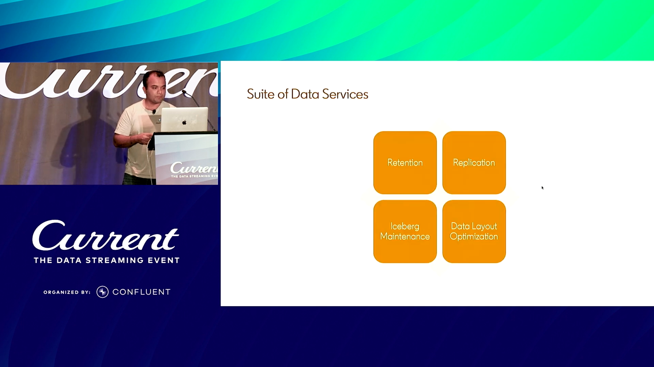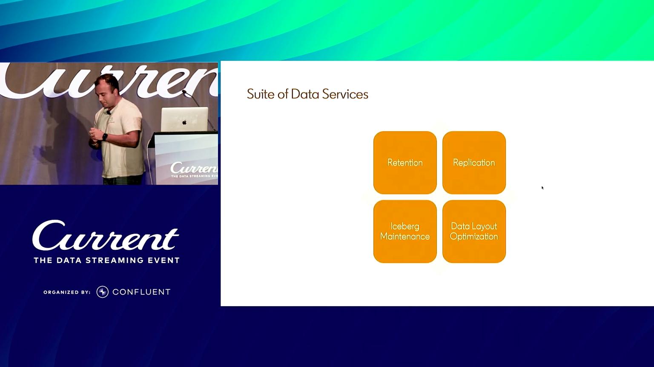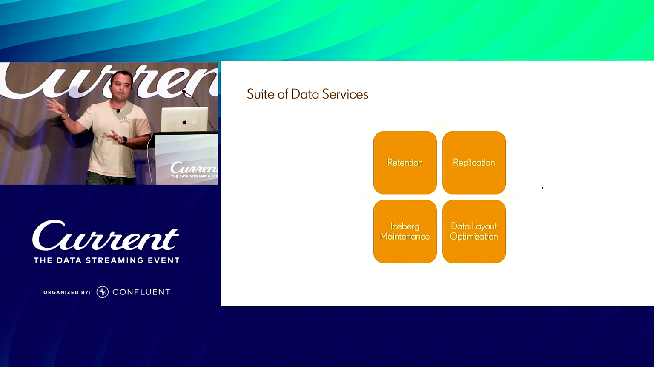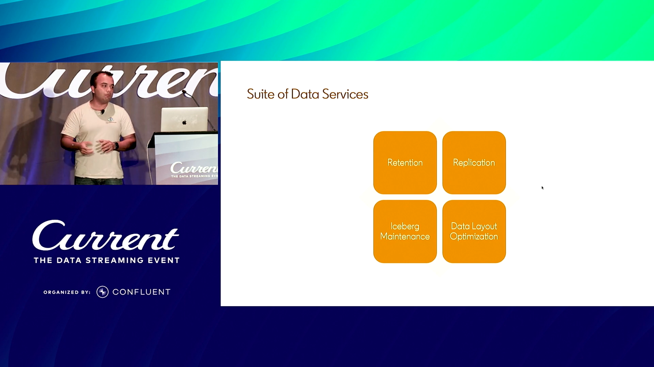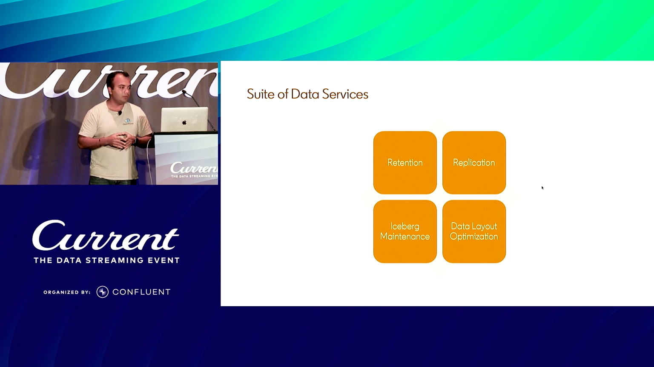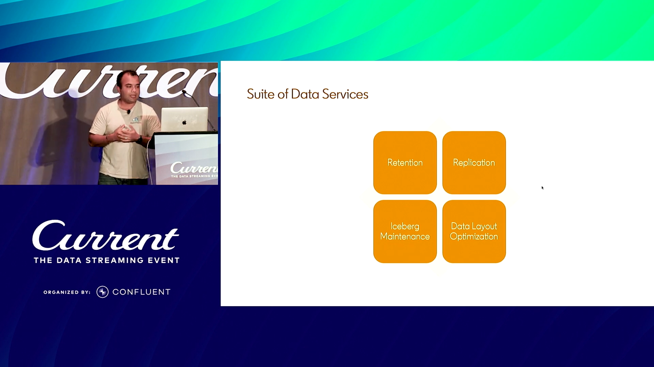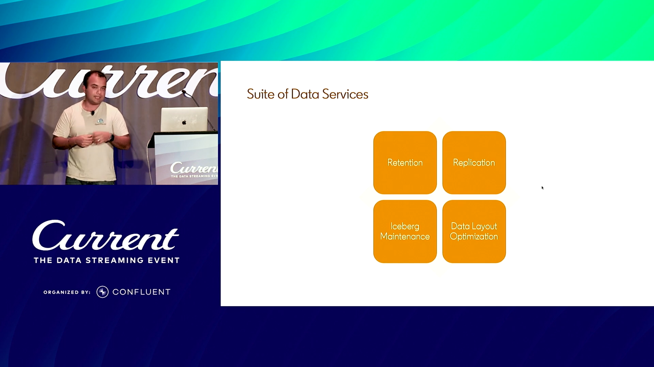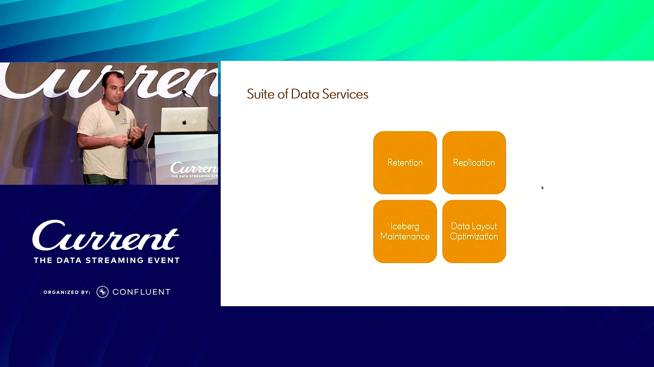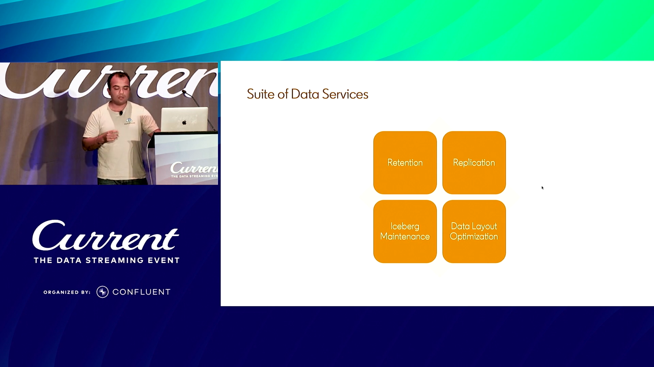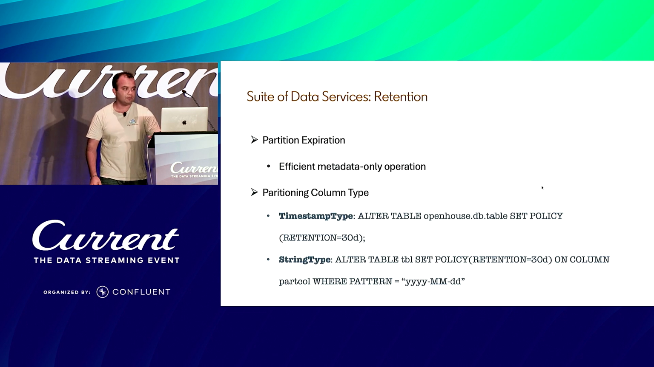Moving on to the suite of data services. So we talked about the policy APIs and the sharing APIs, but somebody needs to make it happen, and that's the job of the suite of data services. Data services are 4 categories: you have retention, replication, Iceberg maintenance, and data layout optimization. The first two that we talked about in the policy APIs, setting retention and replication, are taken care of by the retention data service, and replication is the next one. We'll talk about each one of them in more detail in the next few slides.